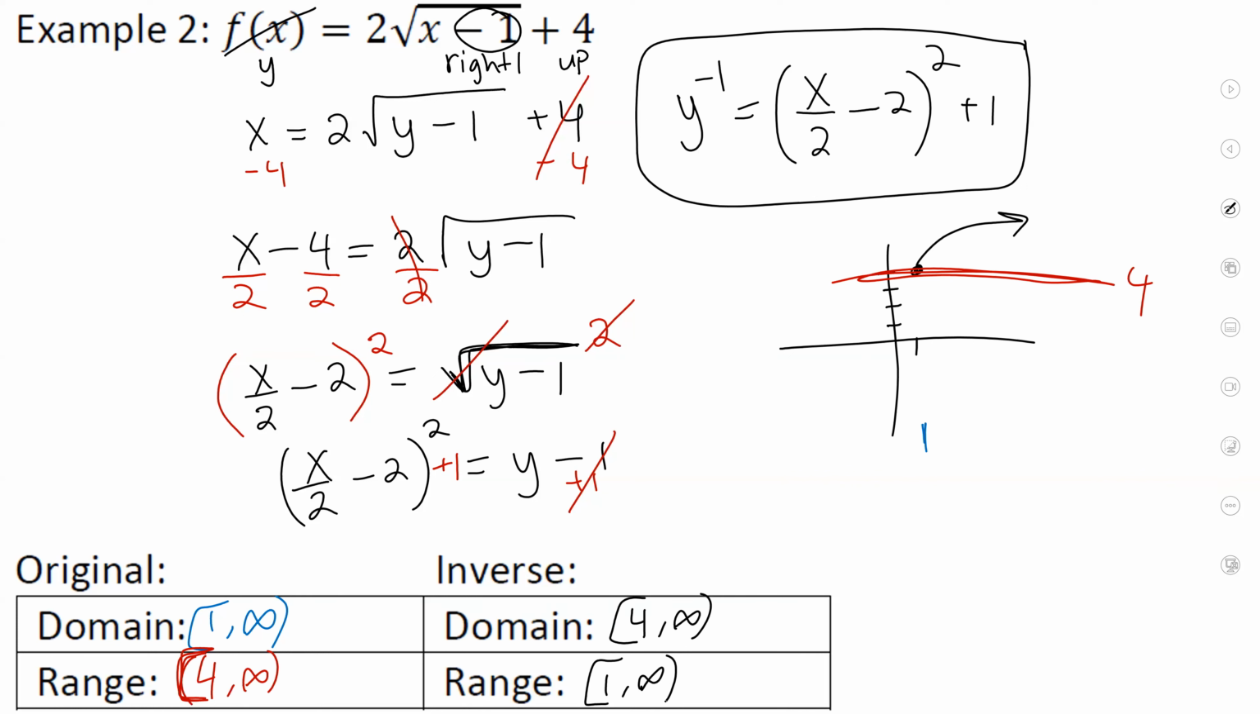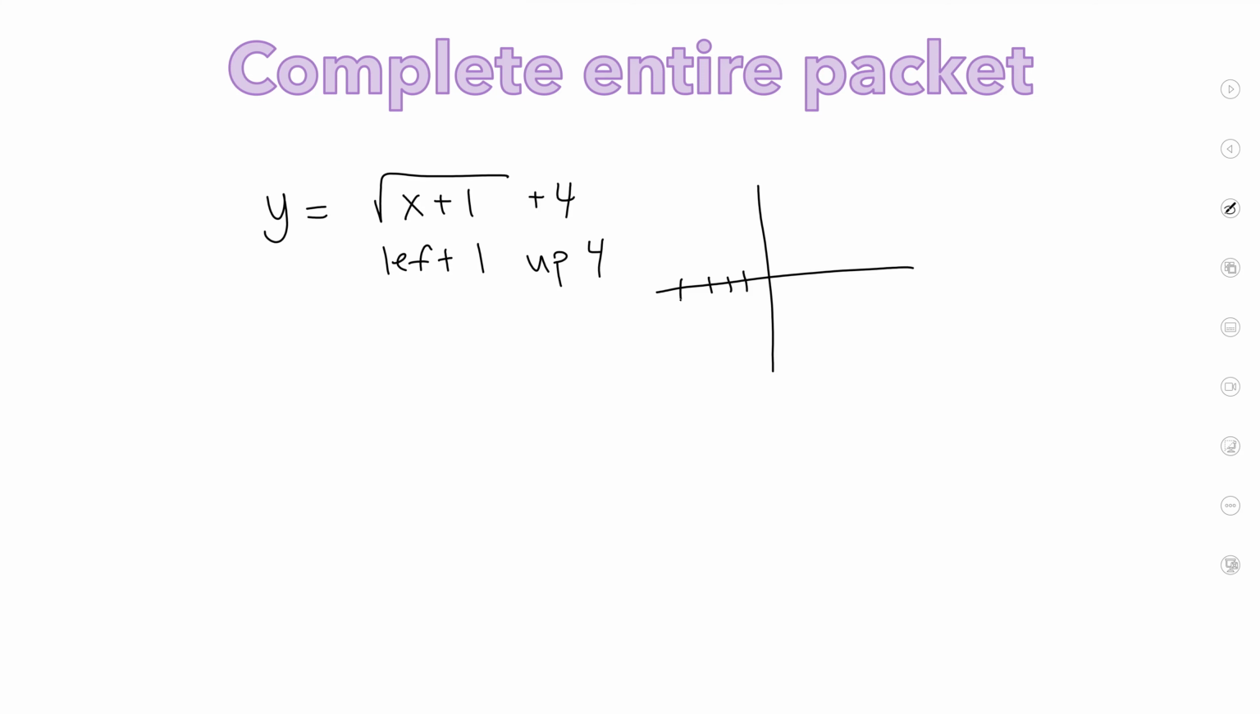Okay, so guys, that is the end of our notes. I do need you to write down this one important thing, okay? Let me just draw you a picture real quick. Or let me give you this. Y equals square root x plus 1 plus 4. What's the transformations for this? Thank you. Left 1, up 4. So if I were to sketch this, it went left 1, up 4. So it's right here. Left 1, up 4.